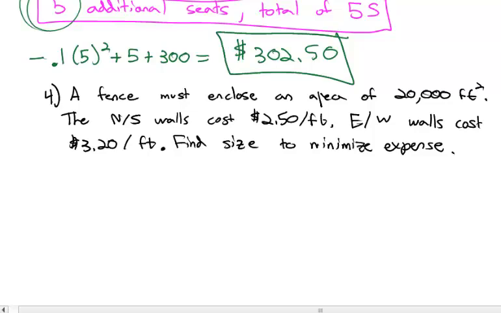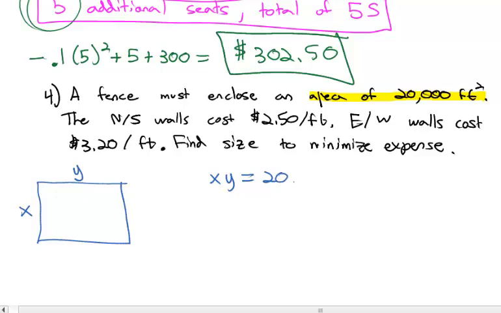Maybe drawing a picture to help us out here. We don't know the dimensions. We'll say the dimensions are x, y. And so the total area, this is our constraint, total area of 20,000 feet. That means x times y has to equal 20,000 feet.